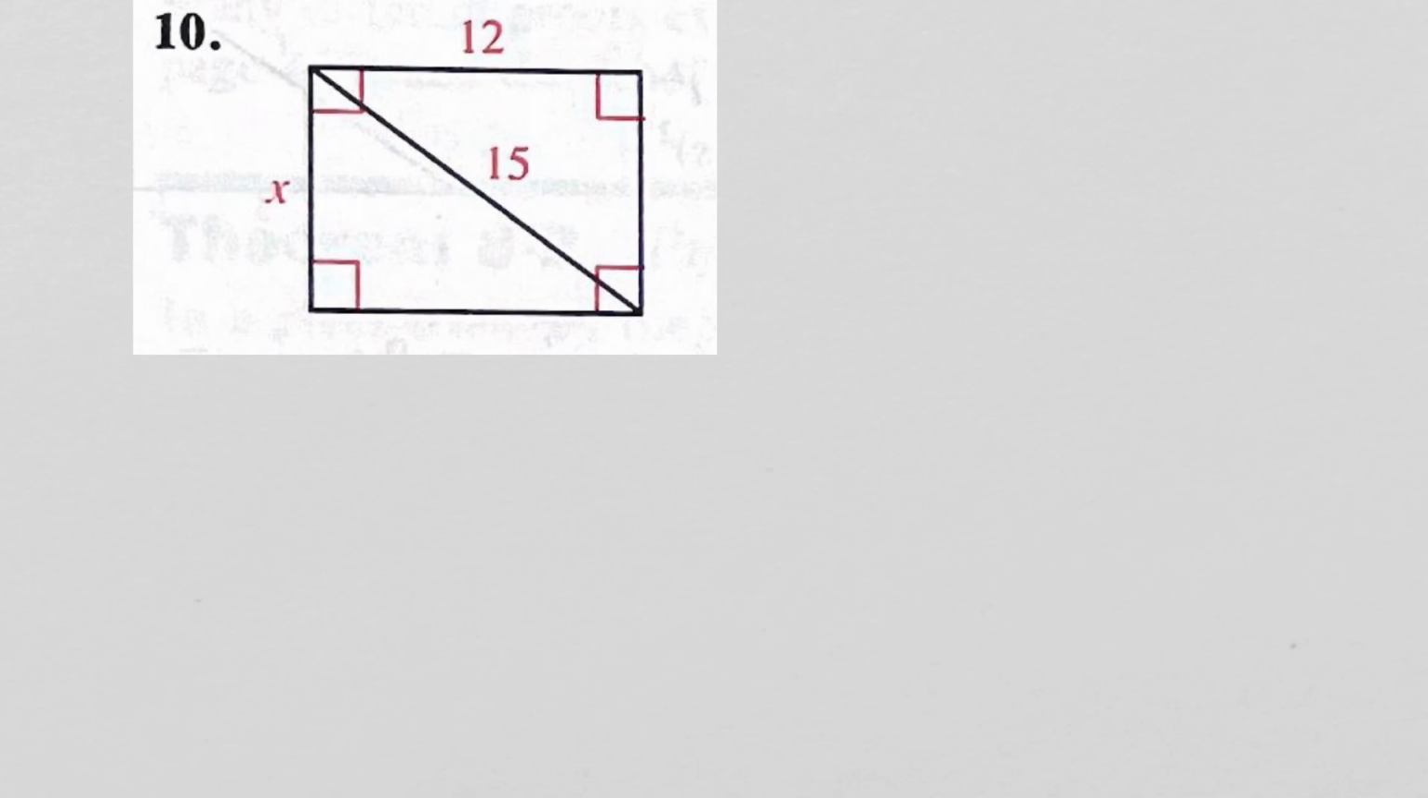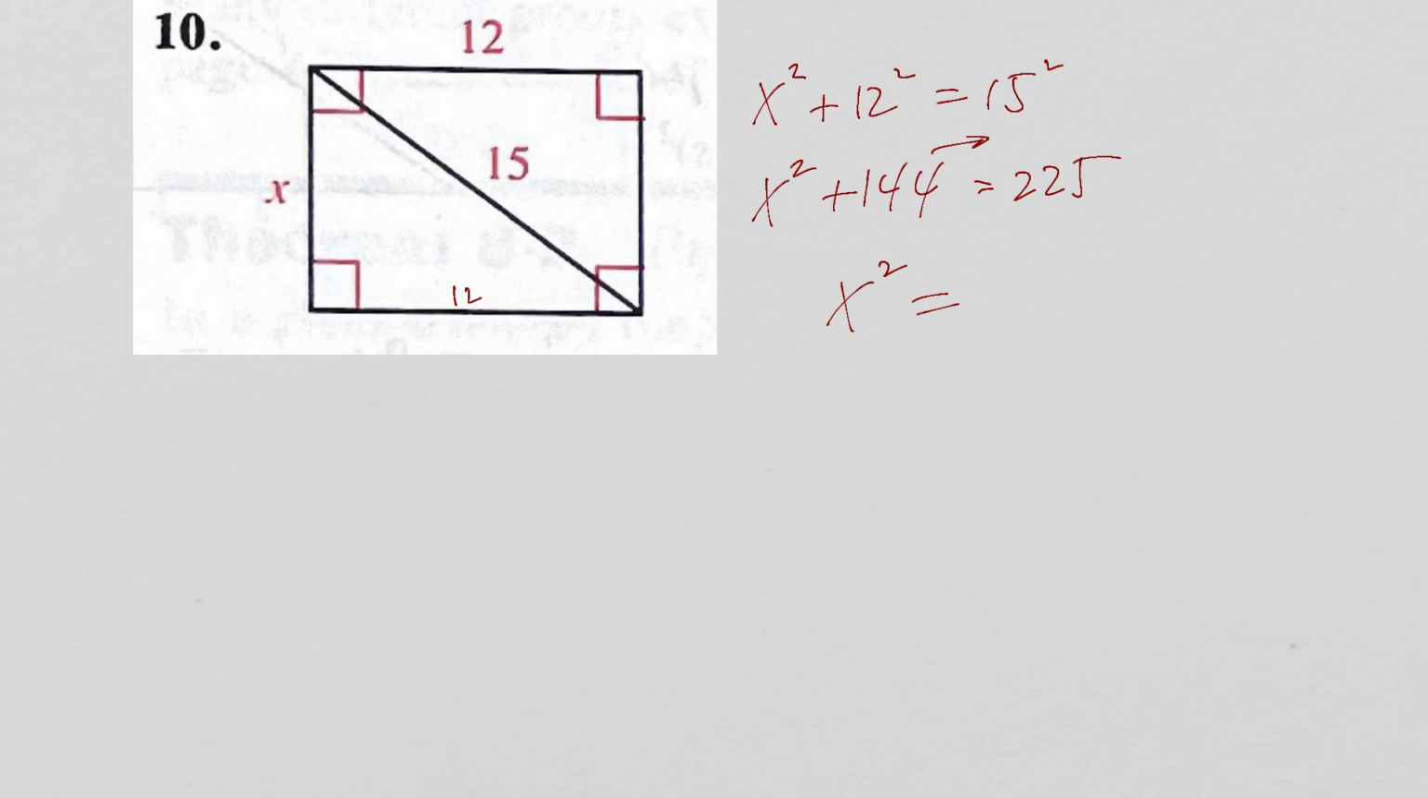Okay, so if these are all right angles, so if this is 12, this is 12. And so that's our side here. So in this problem, the 15 is the hypotenuse. So here's our legs. So x squared plus 12 squared is equal to 15 squared. This is 144, and this is 225. When we move this over, we get x squared is equal to 225. I'm just going to grab a calculator. 225 minus 144, and I get 81. So x is equal to the square root of 81, which is 9.